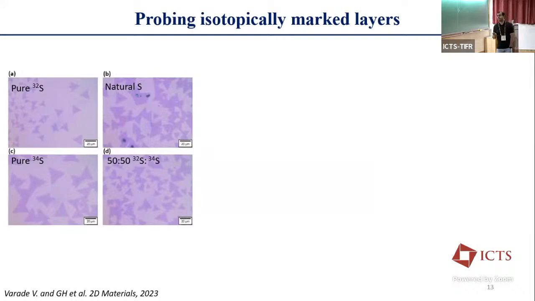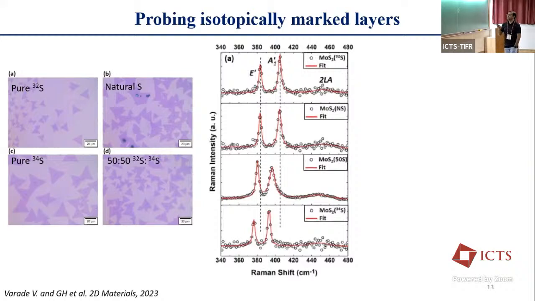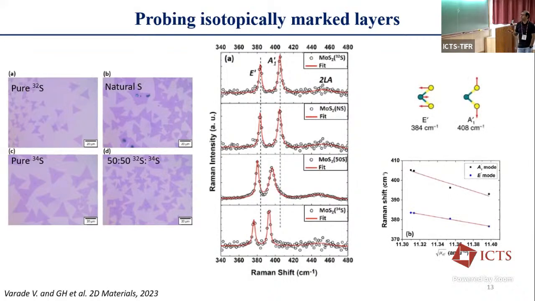We chemically synthesized MoS2 of pure sulfur-32, pure sulfur-34, and with different compositions of it. And then we look at the Raman mode. We can see that there is a clear dependence on the isotope mass in the system. And here is a plot: when we probe the E mode where molybdenum is involved, we see less dependence on isotope mass because the effective mass is less dependent on isotope. But here, only sulfur is involved in this vibrational mode, so we see more dependence on isotope mass.